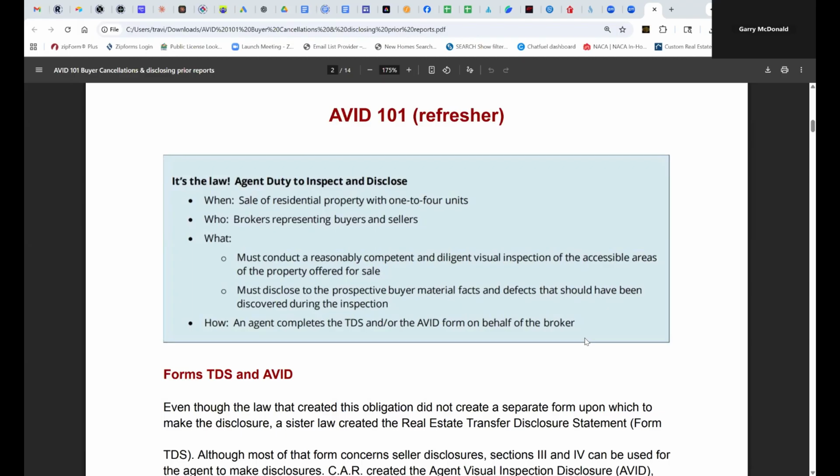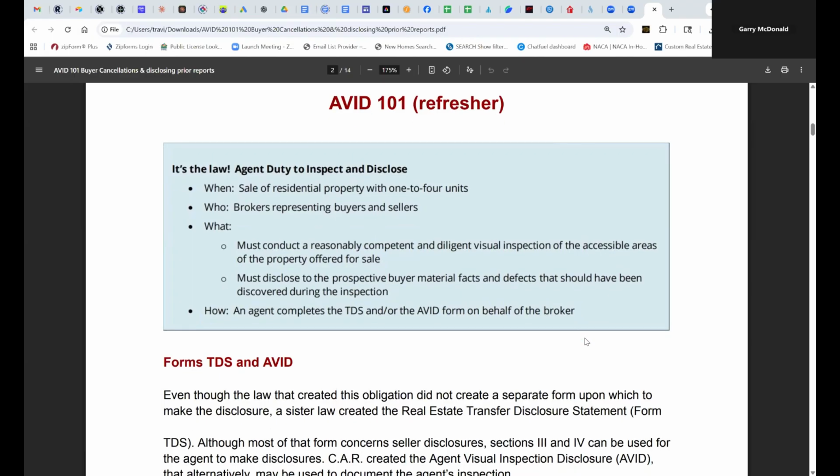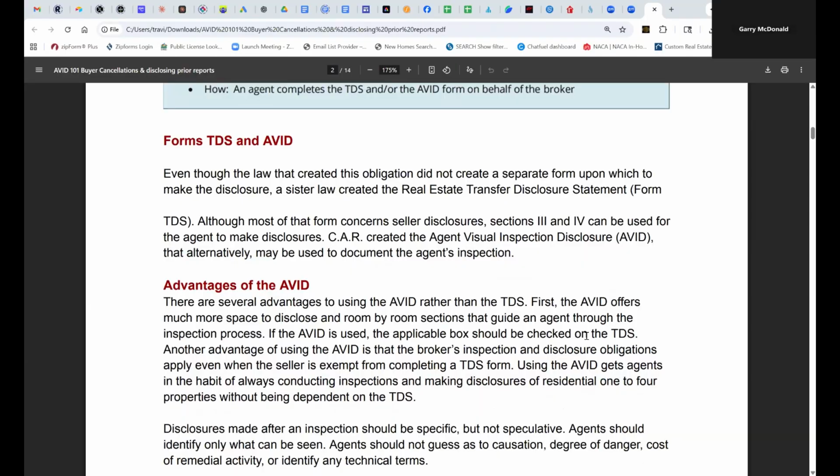What? Must conduct a reasonably competent and diligent visual inspection of the accessible areas of the property offered for sale. Also must disclose to the prospective buyer material facts and defects that should have been discovered during the inspection. How? An agent completes the TDS and/or the AVID form on behalf of the broker. So let's look into that.